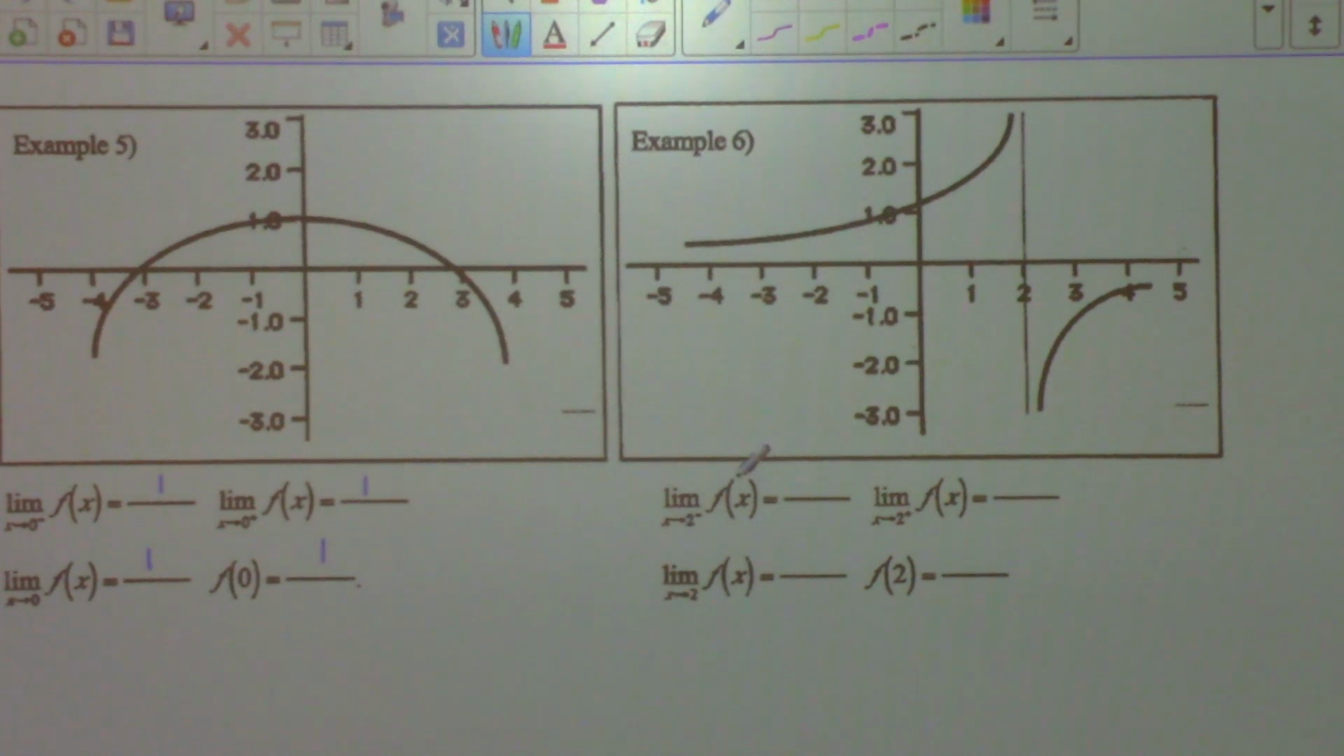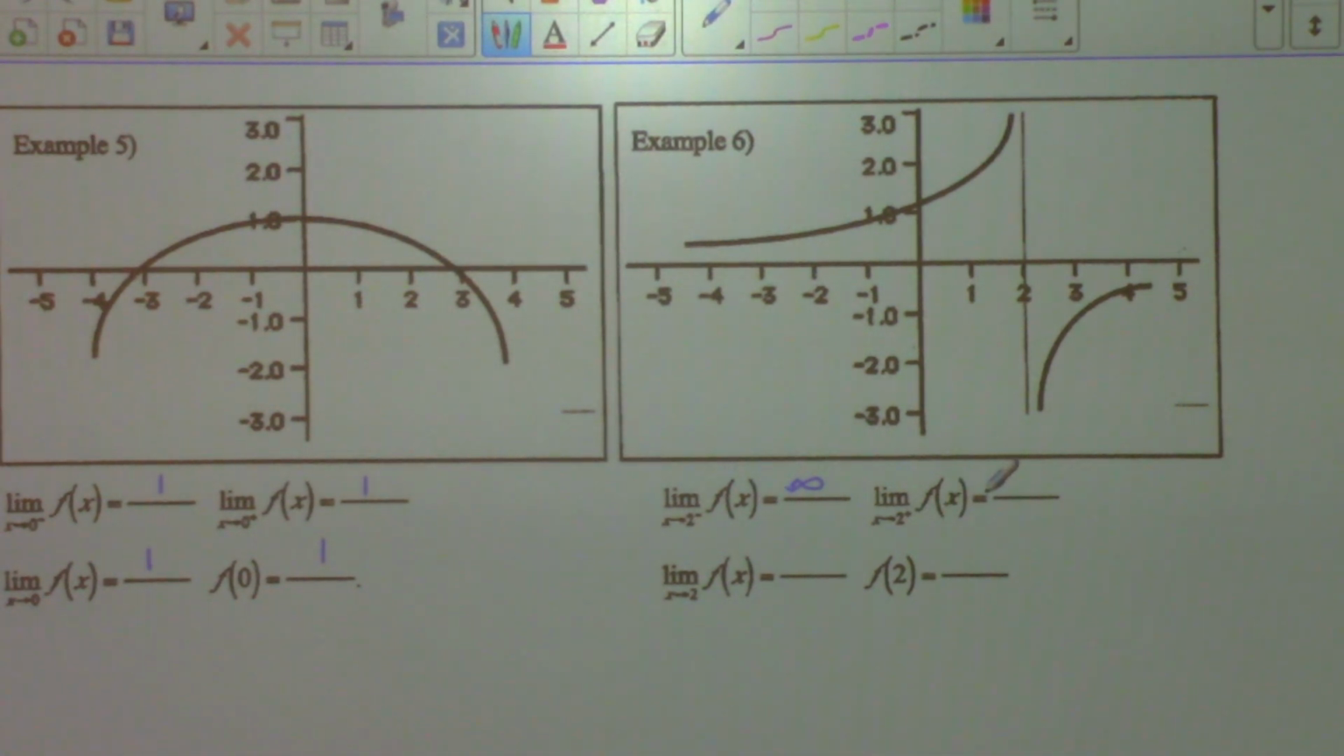And now, for this one here, example 6 is quite a bit different, isn't it? What is the limit as x approaches 2 from the left side? Infinity. It looks like it's infinity, right? Or actually, you could say it as it does not exist toward positive infinity. You can say it that way too.